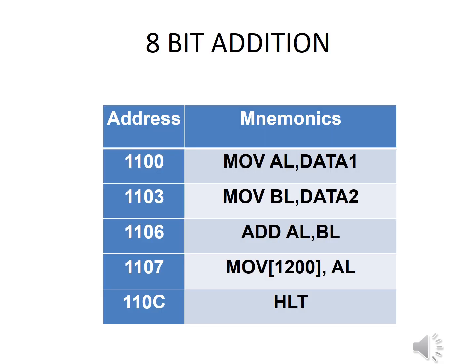Now we discuss 8-bit addition program. For this, the data 1 is transferred to the AL register and the data 2 is transferred to the BL register. Next, the content will be added. The BL register content is added to the AL register content. The result will be stored in AL register, so that content will be transferred to the destination address 1200. Then stop the program. That's why we have to add the two 8-bit numbers using 8086 microprocessor.